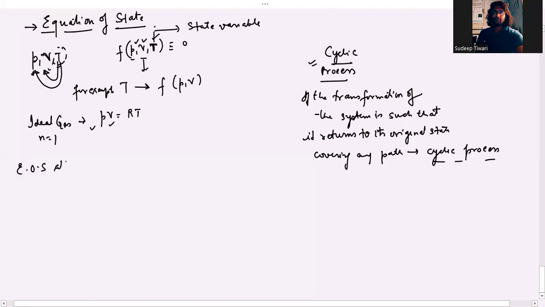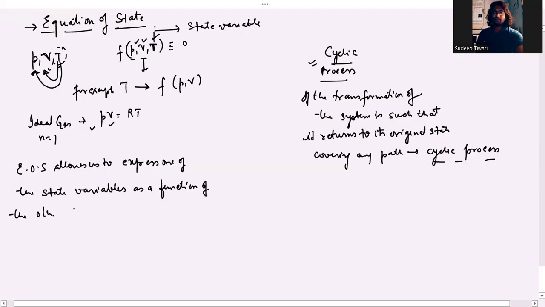So I'm writing: equation of state, EOS, allows us to express one of the state variables as a function of the other two. So this is what an equation of state does.